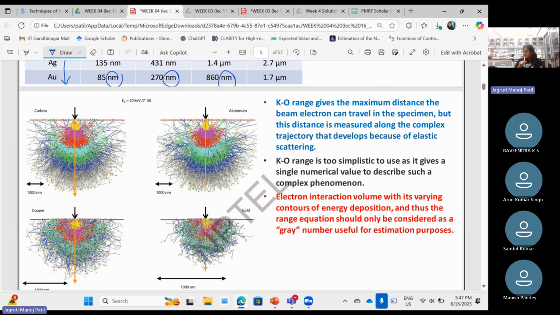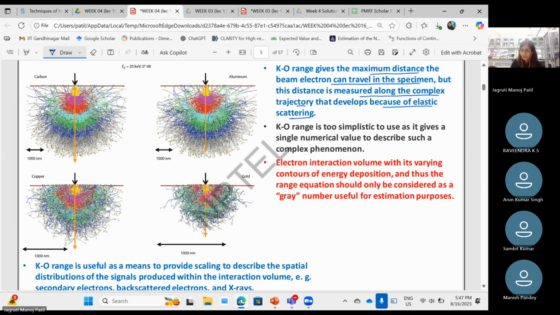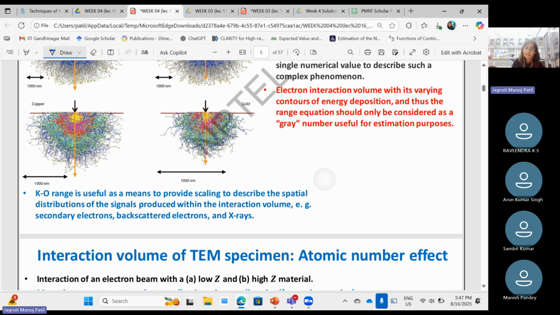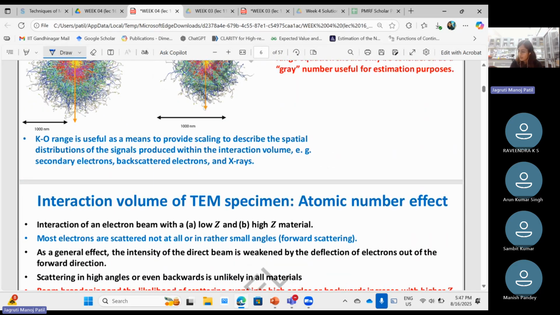So I guess here also they say the same thing, that it will give you the maximum distance the beam can travel in a specimen, but this distance is measured along the complex trajectory, which will help us develop because of the elastic scattering that happens over there. But they have derived this formula to account for both elastic and inelastic scattering, and they also account for the spatial variations that are there because of the electron spread which is happening.